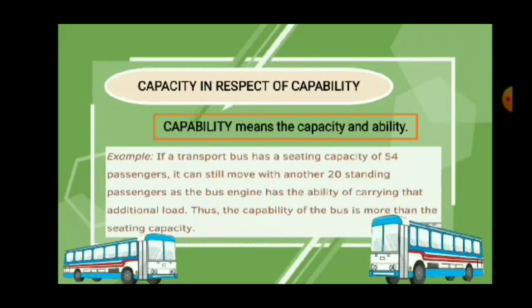So next is capacity in respect of capability. Capability means the capacity and ability. For example, if a transport bus has a seating capacity of 54 passengers, it can still move with another 20 standing passengers, as the bus engine has the ability of carrying that additional load. Thus, the capability of the bus is more than the seating capacity.